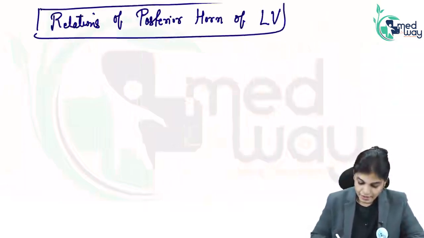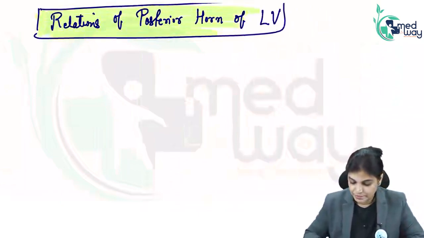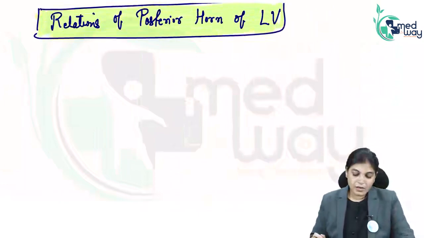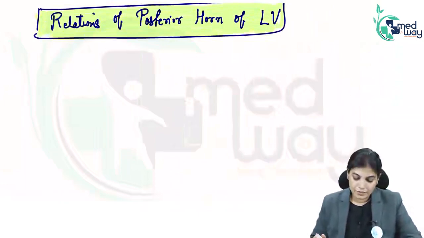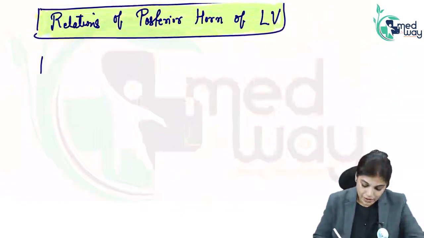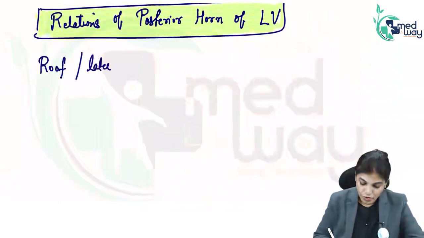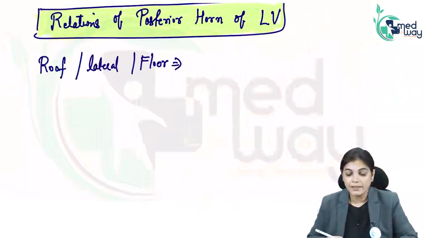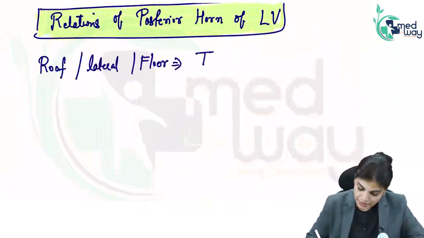Okay, relations of the posterior horn of the lateral ventricle. In outline it is roughly quadrangular, but if we talk about the structures, the roof, the lateral wall and the floor, all these structures have a relation with the tapetum fibers.